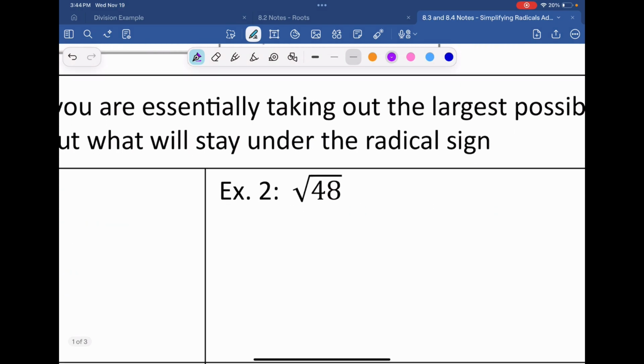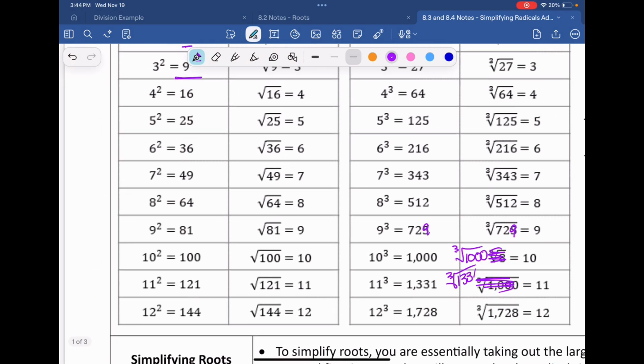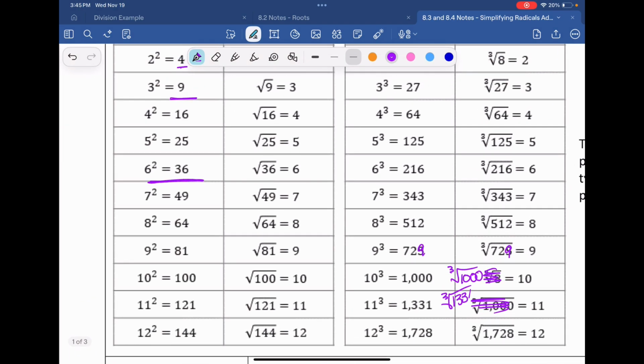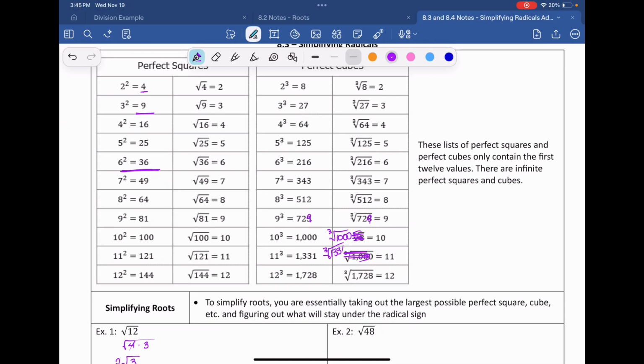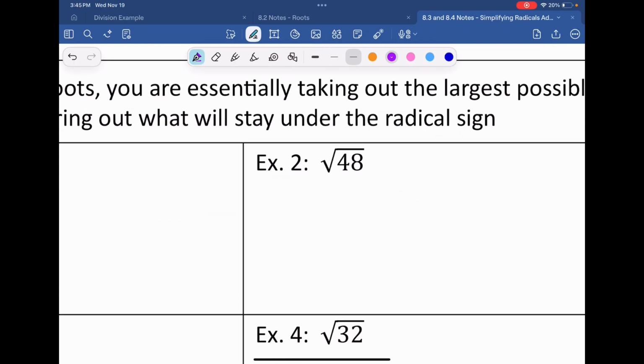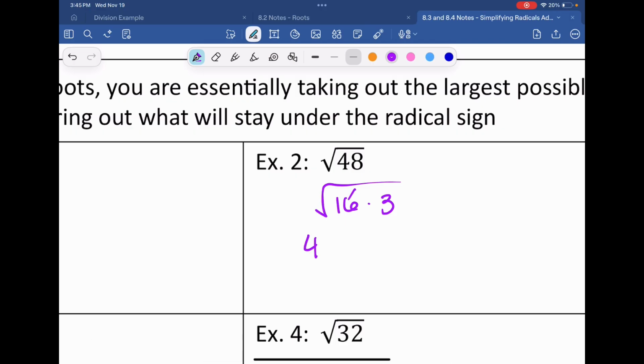Okay, square root of 48. So I'm going to find 48 follows right in here. Okay, so I'm going to see if 48 can be divided by 36. No. Try 48 divided by 25. No. Try 48 divided by 16. That one's a yes. And that is 16 times 3, because 48 divided by 16 is 3. And the square root of 16 is 4, so it's going to come out of the radical, and the 3 is going to stay underneath.